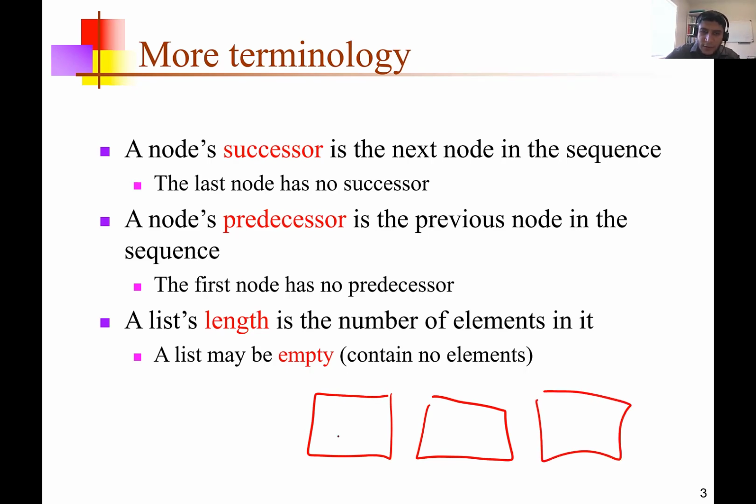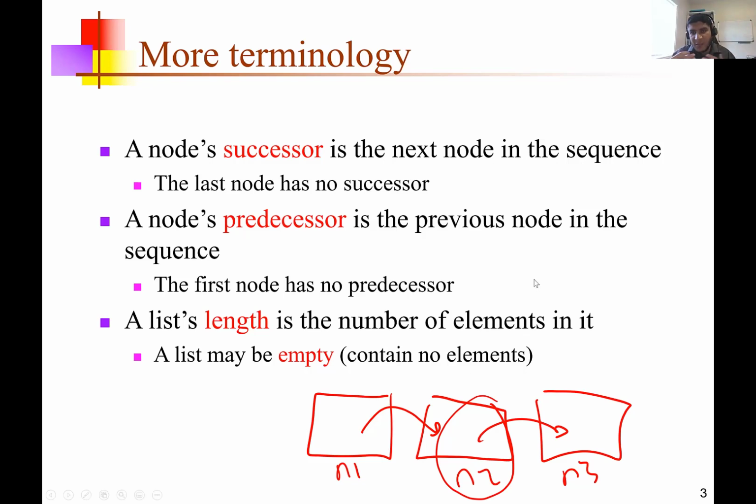Let's say I call this node 1, node 2, node 3, and we have these references or pointers. Then node 3 is the successor of node 2 because it comes after, which means node 2 is pointing to it, while node 1 is the predecessor of node 2 because node 1 is pointing to node 2, right? So successor and predecessor is what is after and what is before in the chain, right? And simply the length of a linked list is the number of nodes you have, right?